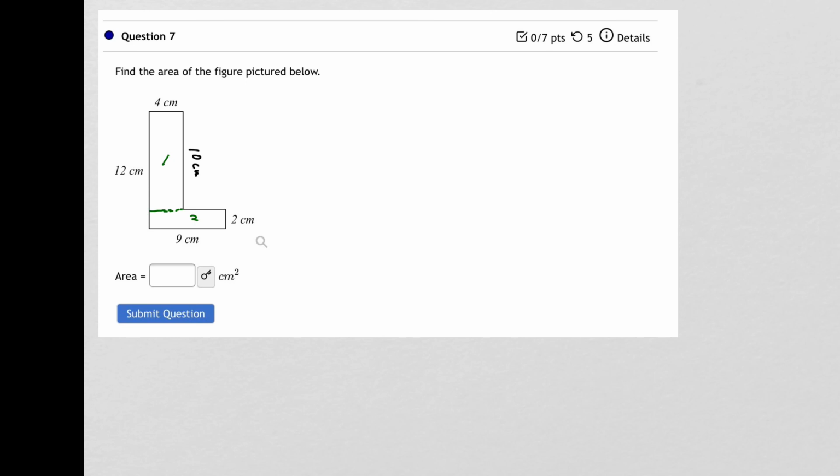So here, I'll split it up. I have this rectangle now, which is 4 centimeters by 10 centimeters. And then I have this rectangle, which is 2 centimeters by 9 centimeters. So I'll call this 1, I'll call this 2.